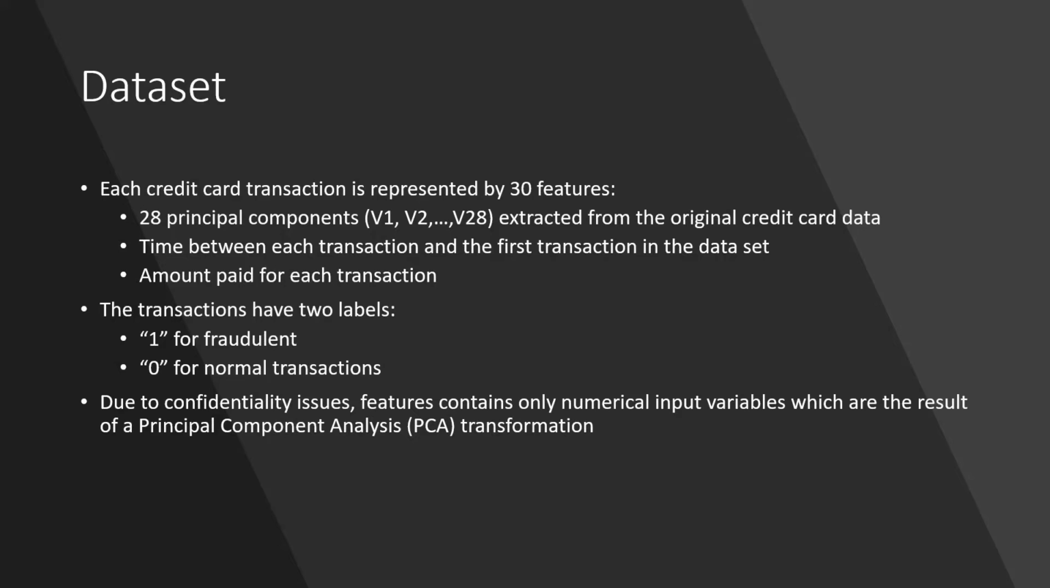How does the data look? We have 30 features, composed of 28 principal components of extracted features, V1 to V28. I'll briefly explain what that is right now. We have the time of the transaction, the time elapsed since the first transaction in the data set, and then the amount paid for each transaction. The data set has labels: if you see a 1, that's a fraudulent transaction. If you see a 0, it was a normal one. No issue with that one.